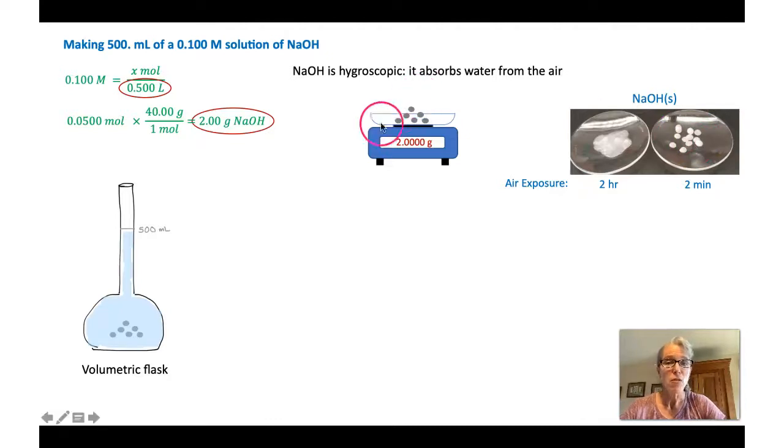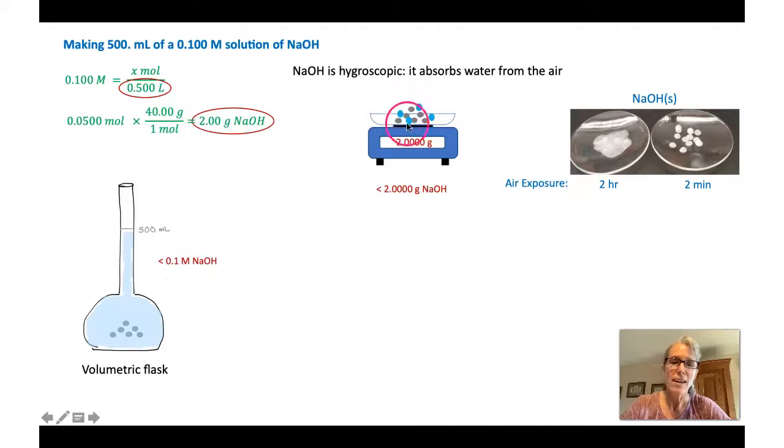So then that means back over here, when the balance tells us we have exactly 2 grams on it, well, we have exactly 2 grams on it, but it's not only sodium hydroxide. There's water contaminating that, which means we have less than 2 grams of sodium hydroxide, which means that the concentration over here of our solution is less than 0.1.